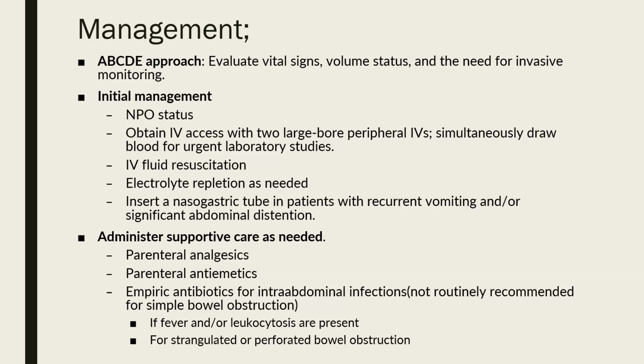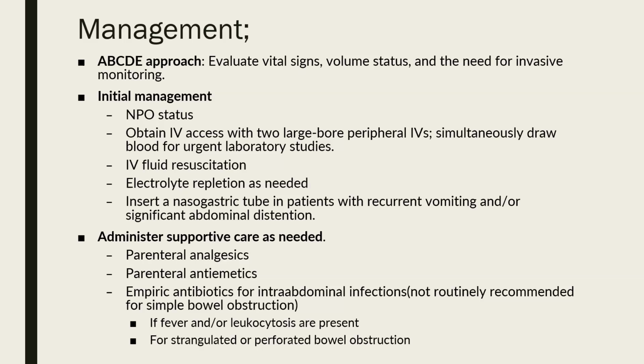You give a nasogastric tube. This usually helps with decompression, right? You can also give them a catheter because you're decompressing down and you're decompressing up as well. You don't want any sort of pressure building up at any point in the abdomen, right? So as well as a nasogastric tube, you also give a catheter. And then you start parenteral analgesics, you give antiemetics, you give your empiric antibiotics, right?